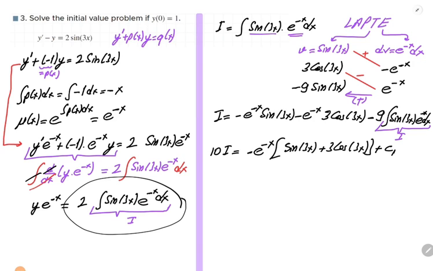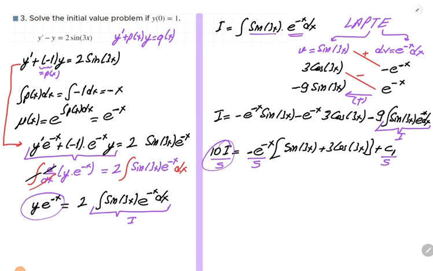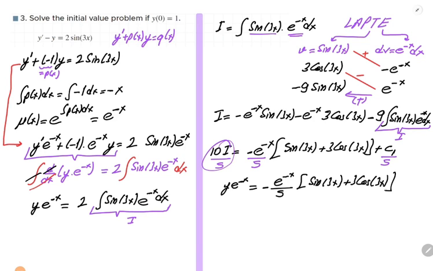I was going to search for a 2I, so let's divide both sides by 5. And here I have 2I. But 2I is equal to y times e to the minus x. Here I have y times e to the minus x, and the right hand side is minus e to the minus x divided by 5, sine 3x plus 3 cosine 3x, and let's call C1 over 5 as C.